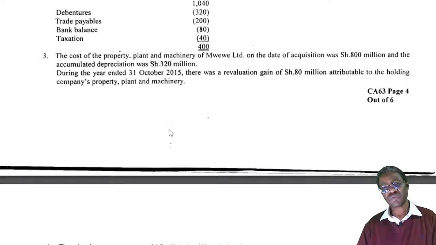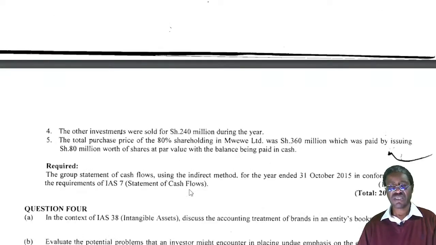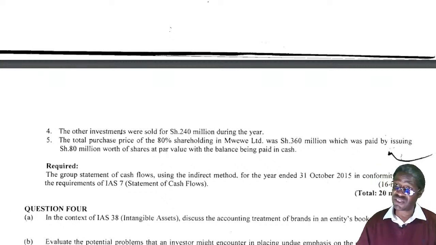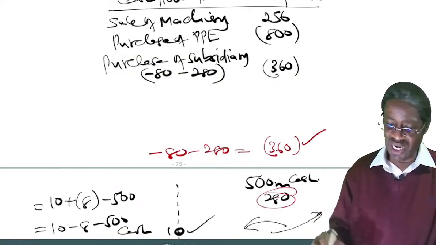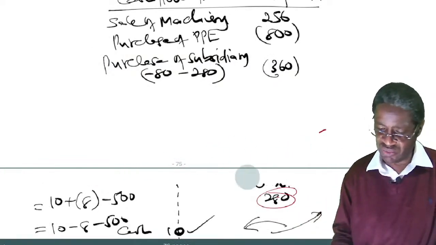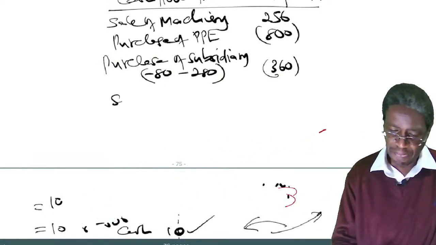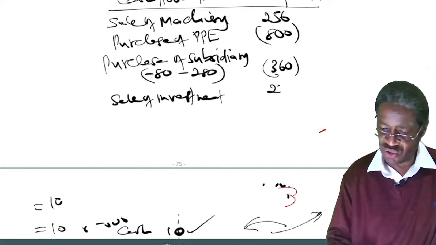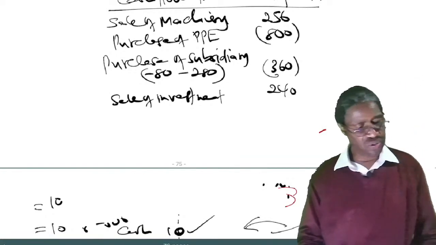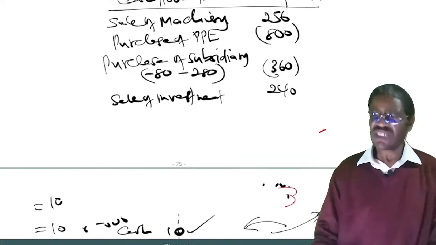Number four, is there anything? Yes. Number four says other investments were sold for 240 million. It was among the fixed assets. It's an investing activity. We sold an investment which is a fixed asset. Good. So come and bring it now. And you say your sale of investment. That is 240. We received that 240. Good.